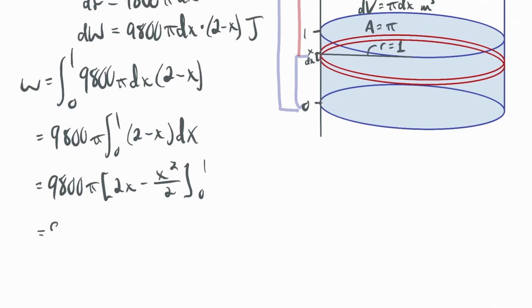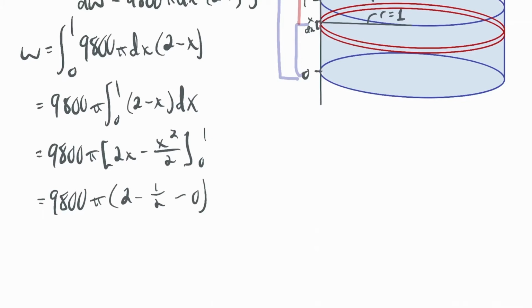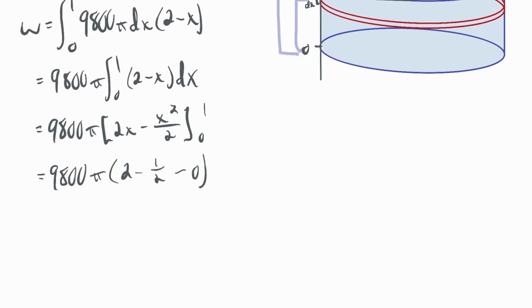So this will be 9,800 pi times, well, 2 minus 1/2 minus 0. So 3/2. So what is that? 9,800 times 1.5. Yeah, 14,700. 14,700 pi joules is our result.